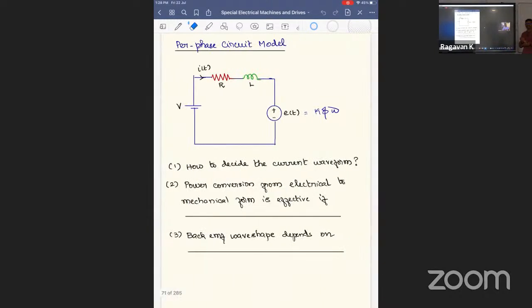At any stage, if something is not clear, please interrupt. So this is the per phase circuit representation of the armature winding. I'm not showing the field here. The field is accounted for by having the induced EMF, which is K5 omega.